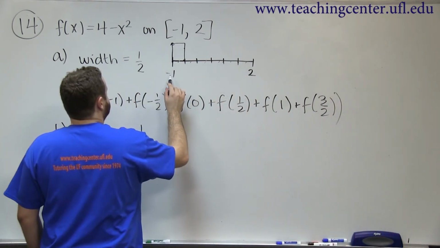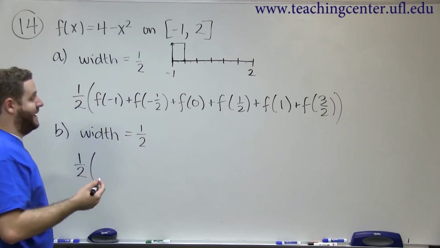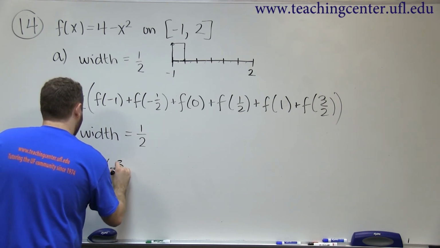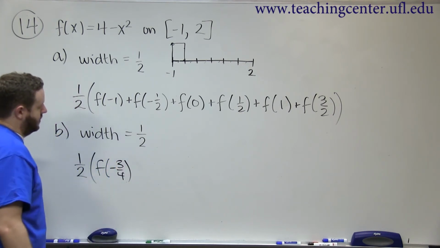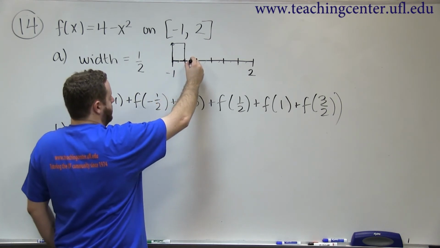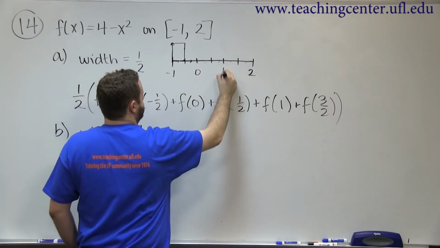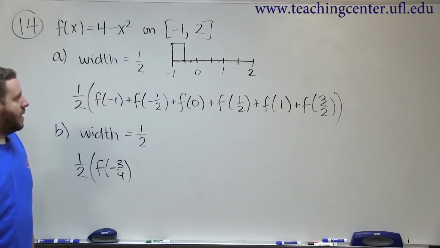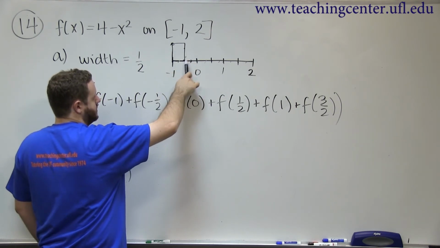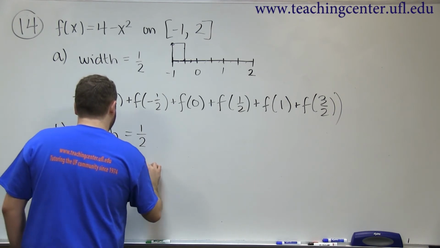So this one we have to consider what would the center be of each one. So the midpoint between -1 and -1/2, this first interval, would be -3/4. So we're going to have f of -3/4. The midpoint of the next interval. The next interval goes from -1/2. Let me put the whole numbers on here, so maybe that'll be easier. The next interval goes from -1/2 to 0. So the midpoint of that would be -1/4.